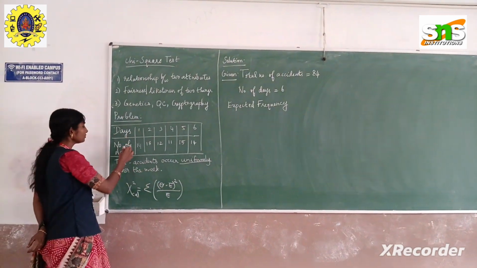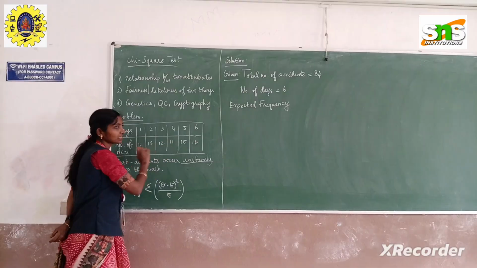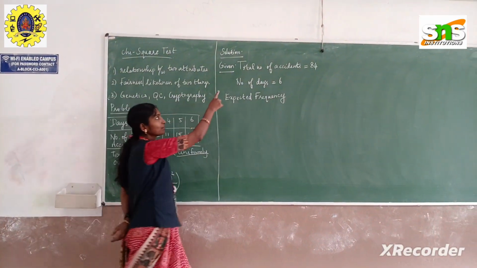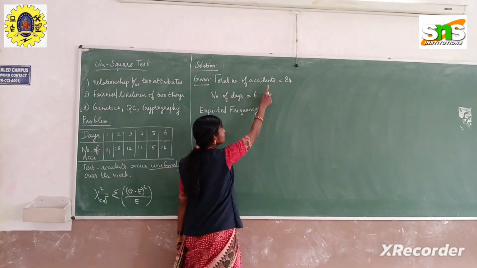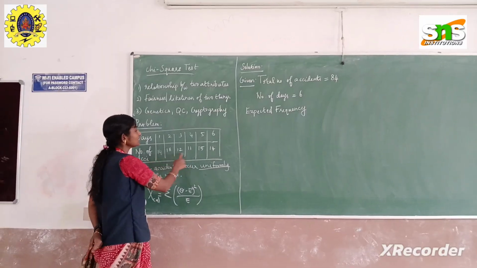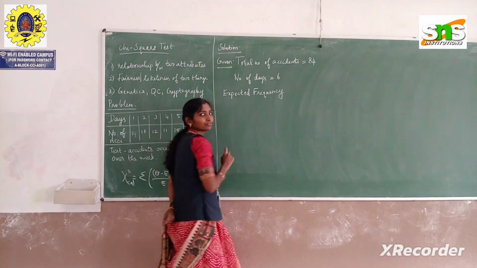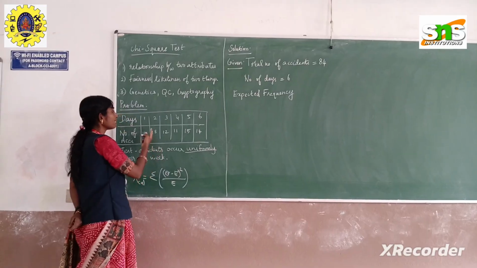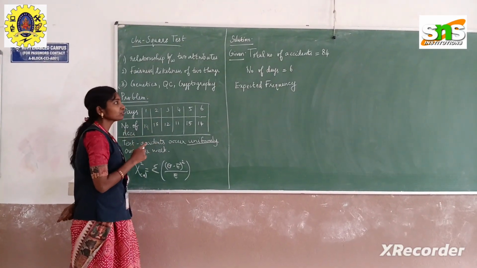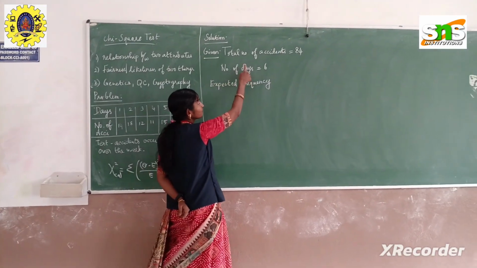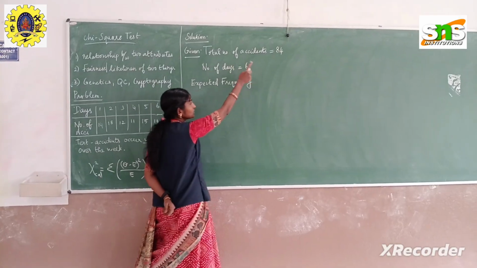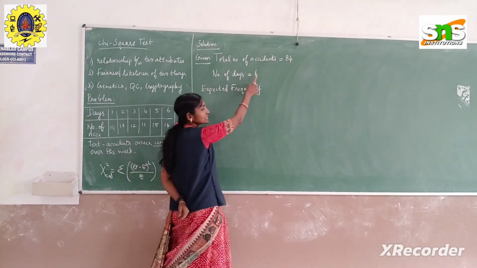Moving on to the solution, first we have to write what we are given with. We are given the number of accidents here. So we are about to find the total number of accidents. We are just going to sum up all the 6. Therefore it is 84. And how many days has this happened? It has happened for 6 days. So we have written here the total number of accidents, which is 84, and the number of days is 6.